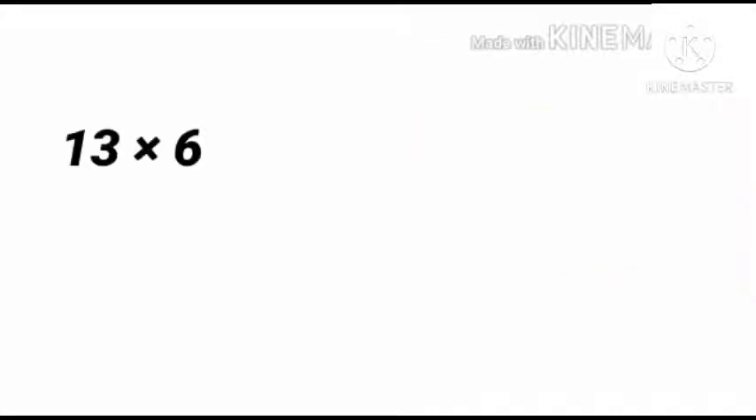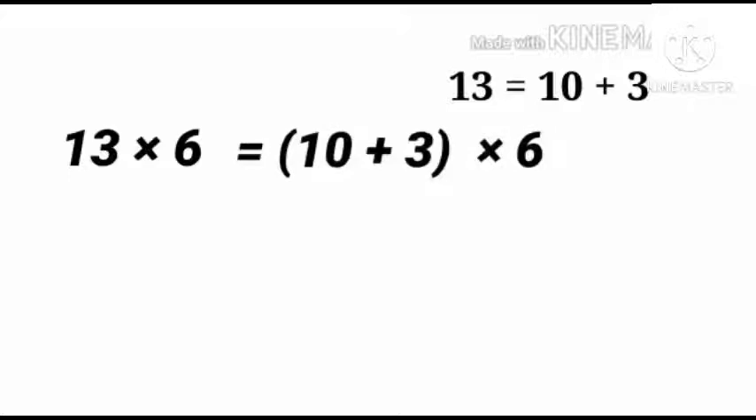See, another method to calculate 13 into 6. First split the number 13 into tens and ones. Children, you know in 13 there is 1 ten and 3 ones. So, we can write 13 as 10 plus 3. That is 13 into 6 equal 10 plus 3 into 6. First multiply 10 by 6 and then multiply 3 by 6. Then add these two products together.